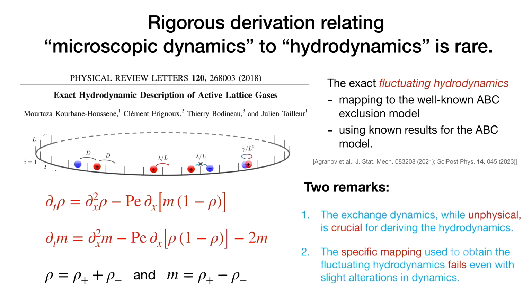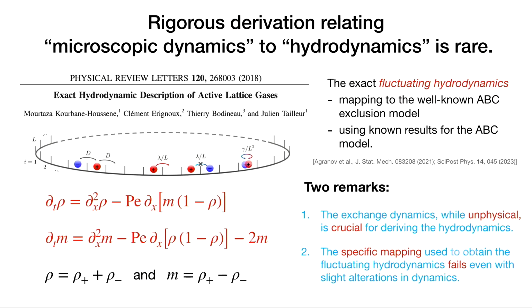Why did you have to put it in by hand? No. So now, this is another thing. So these people did this one. Then later Yariv Kafri and his collaborators, for this model, you can actually derive the fluctuating hydrodynamics exactly.